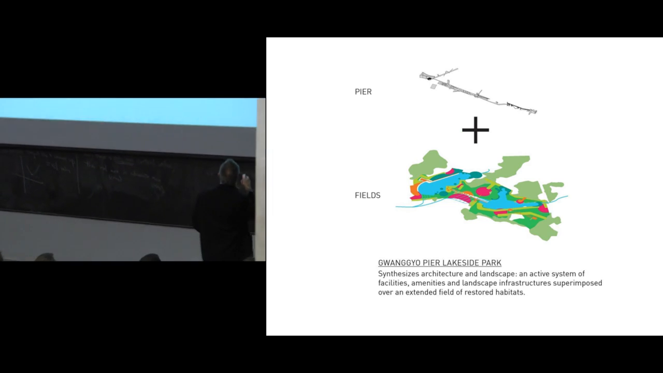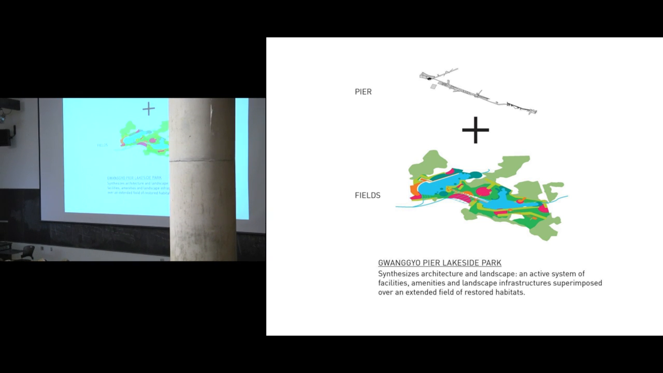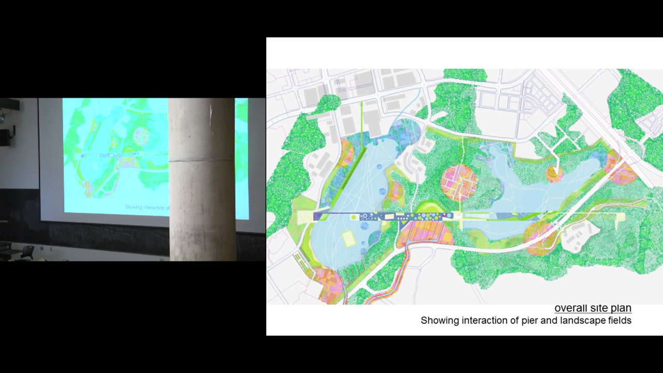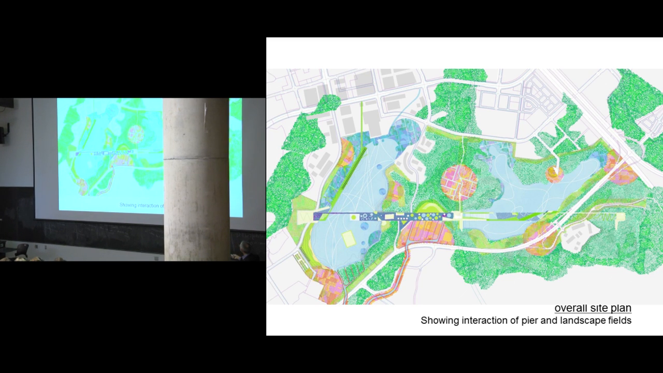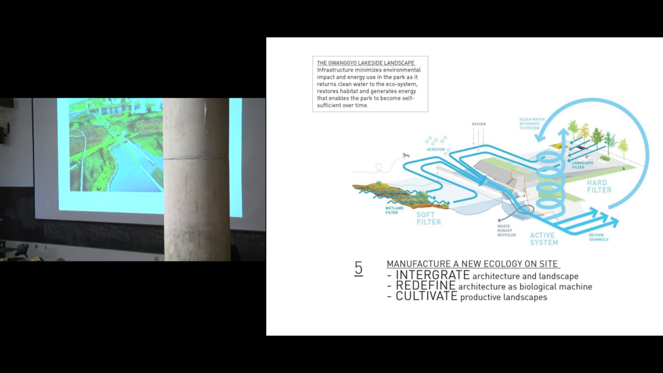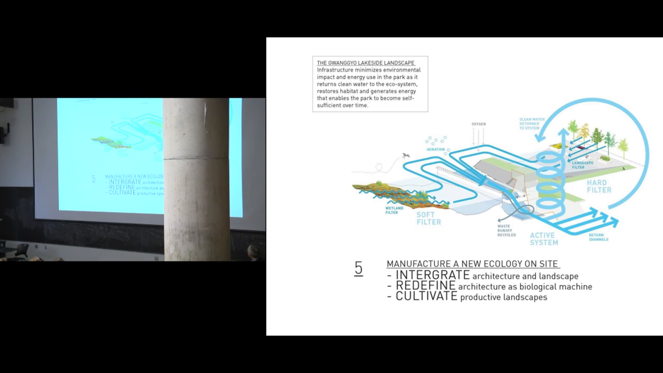So, a pier and a field strategy. With this as a kind of hard structure, this as soft landscape. So this is the overall plan. Again, you see that line from north to south. You see the different ways in which the pier adapts. And then you see the various landscape-based strategies that operate around that. There's an overall view looking from the northern lake, which is more naturalistic, towards the south.